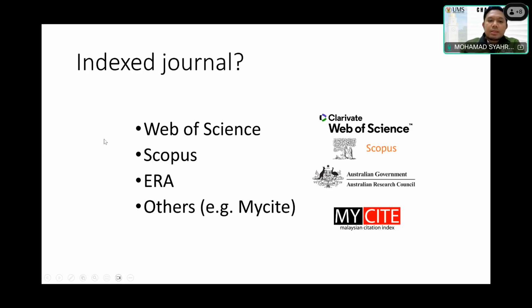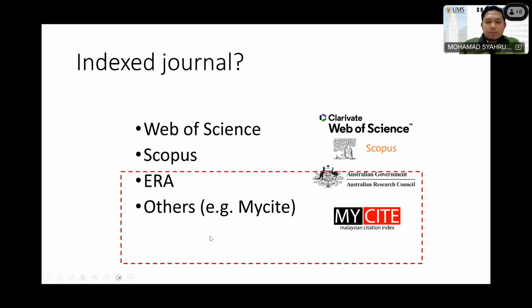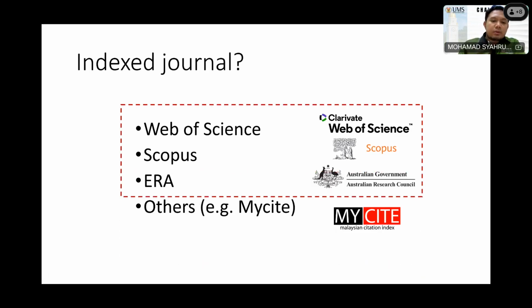Okay. So when we talk about indexed journals, it's about Web of Science, Scopus, ERA, MyCite. It just covers three of these in the context of UMS: Web of Science, Scopus, and ERA. But please try to get published in Web of Science or Scopus. I do not encourage you to publish in ERA.